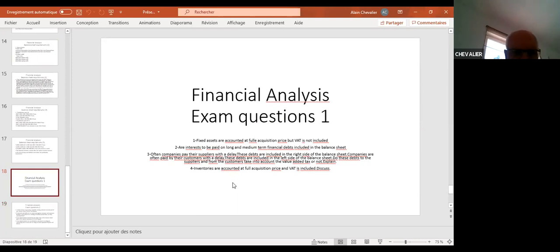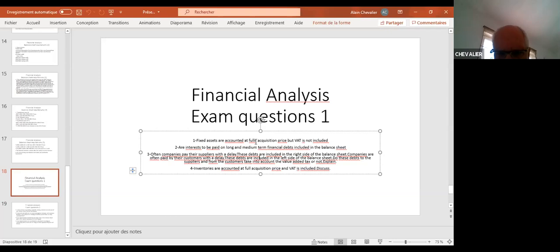First one is the following one. Fixed assets are counted at full acquisition price, but VAT is not included. So this is something very simple. We went through this point yesterday.